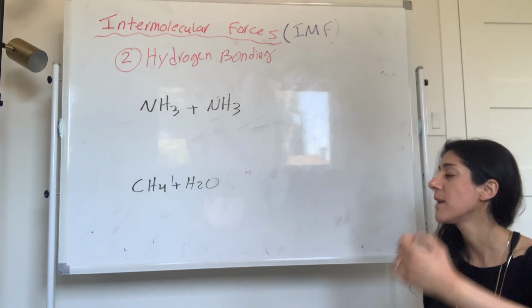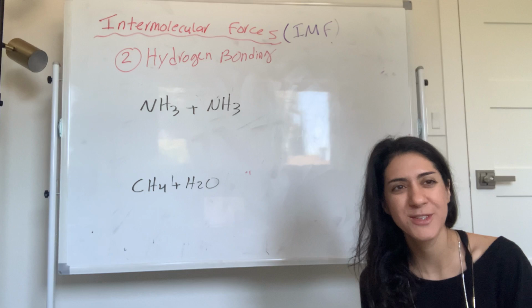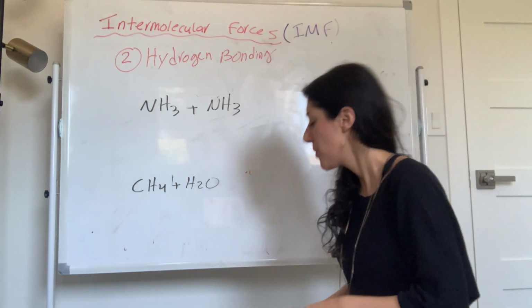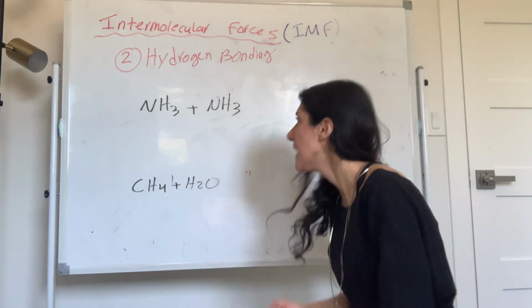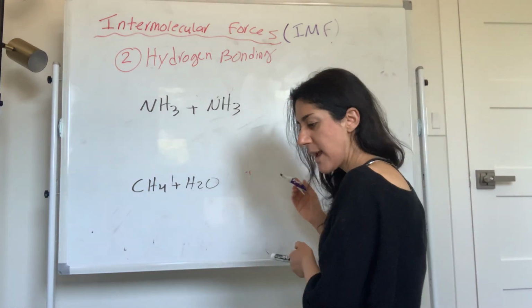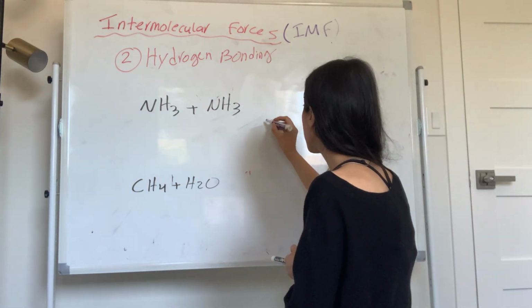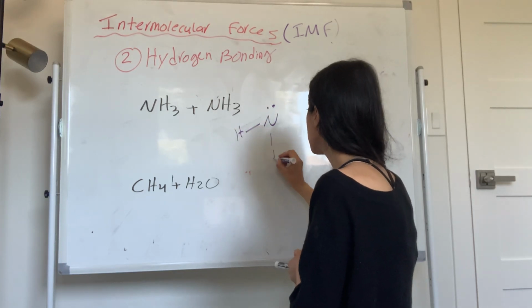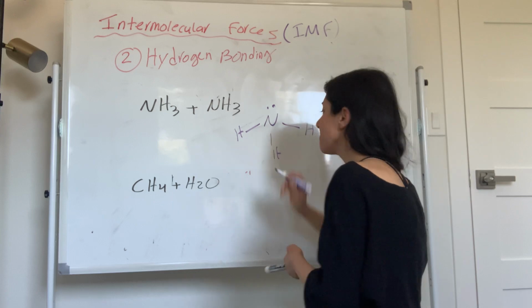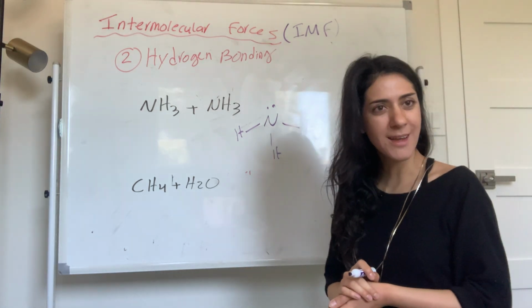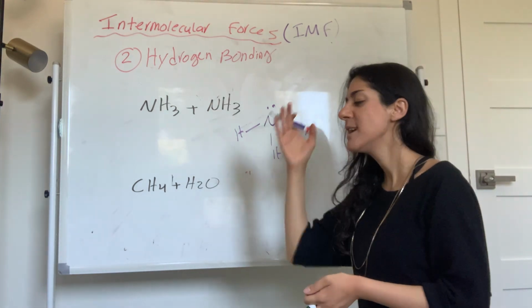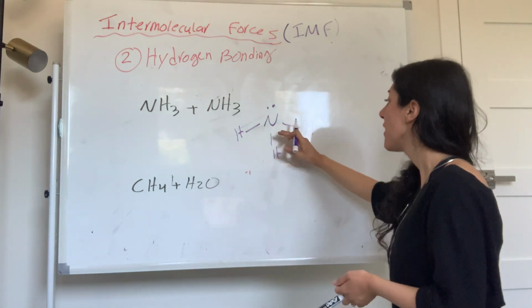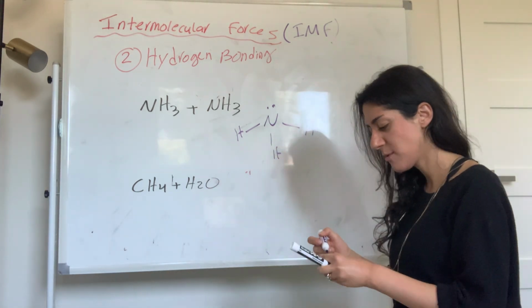To figure this out, a lot of the time you have to draw the Lewis structure. So in this case, I have NH3. If you remember, NH3 has a nitrogen with a lone pair, and hydrogen, hydrogen, hydrogen. To have hydrogen bonding, you need to have hydrogen directly bonded to nitrogen, oxygen, or fluorine. So yes, NH3 can do hydrogen bonding.